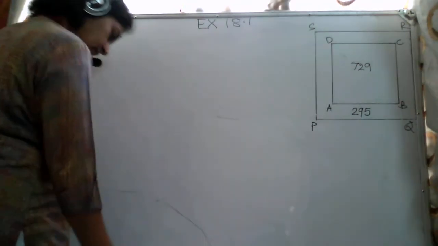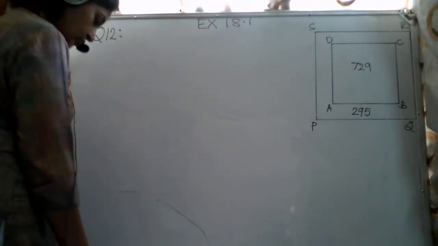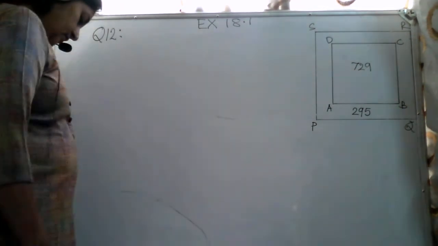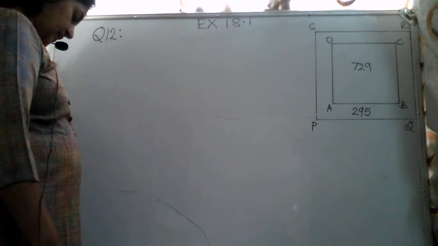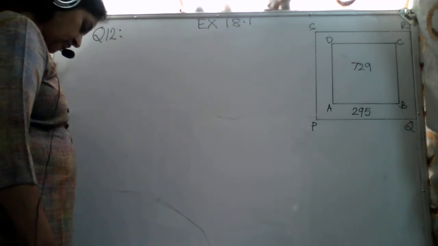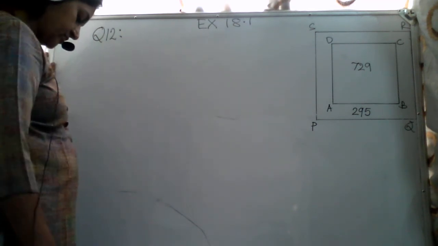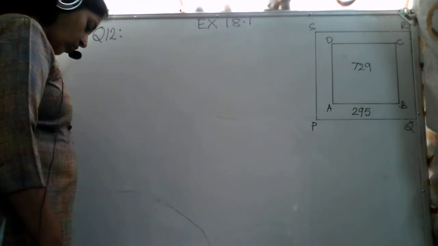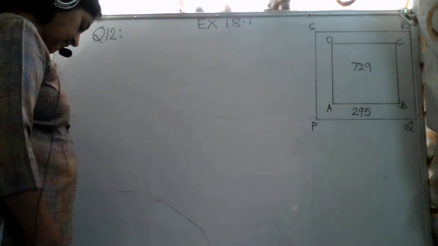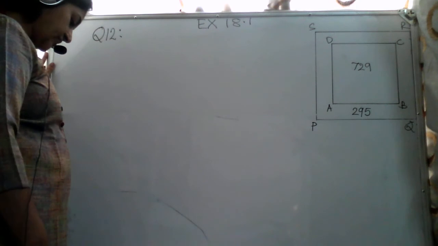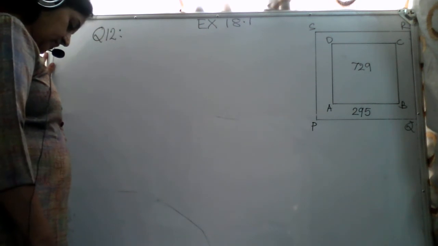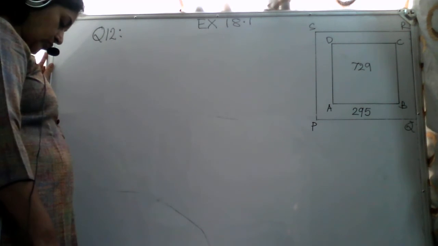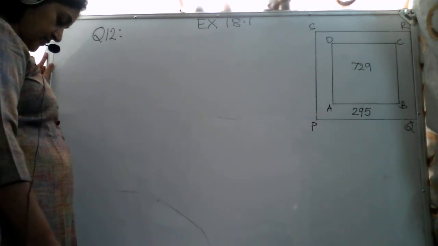Hello everyone. I have a question here which belongs to area of squares. In an adjoining figure, ABCD is a square grassy lawn of area 729 meters square. A path of uniform width runs all around it. If the area of the path is 295 meters square, find the length of the boundary of the square field enclosing the lawn and the path.